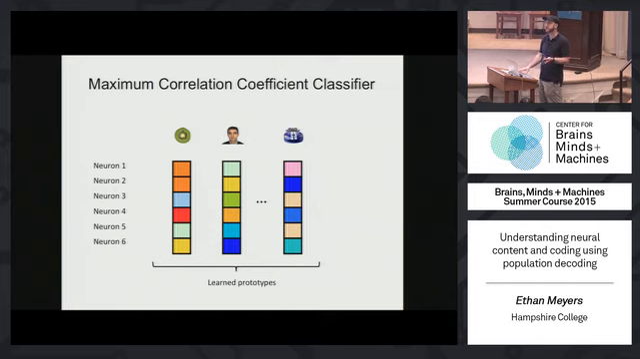And then to test the classifier, all we're going to do is take a test point, and do the correlation between this test point and each of the prototype vectors. Whichever one has the highest correlation, we're going to say that's the prediction. Okay? Hopefully pretty simple.